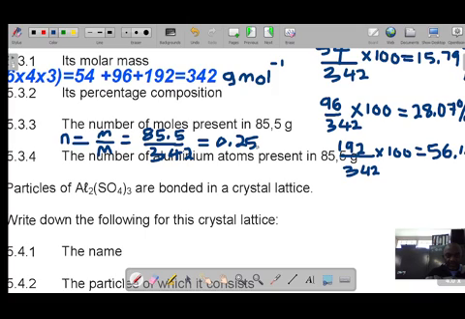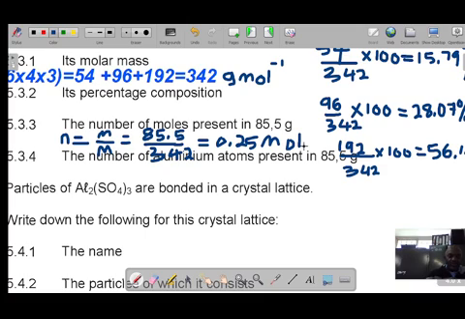0.25 moles. These are the moles contained in what? In 85.5 grams of aluminum sulfate. Next, it asks for the number of aluminum atoms present in 85.5 grams.